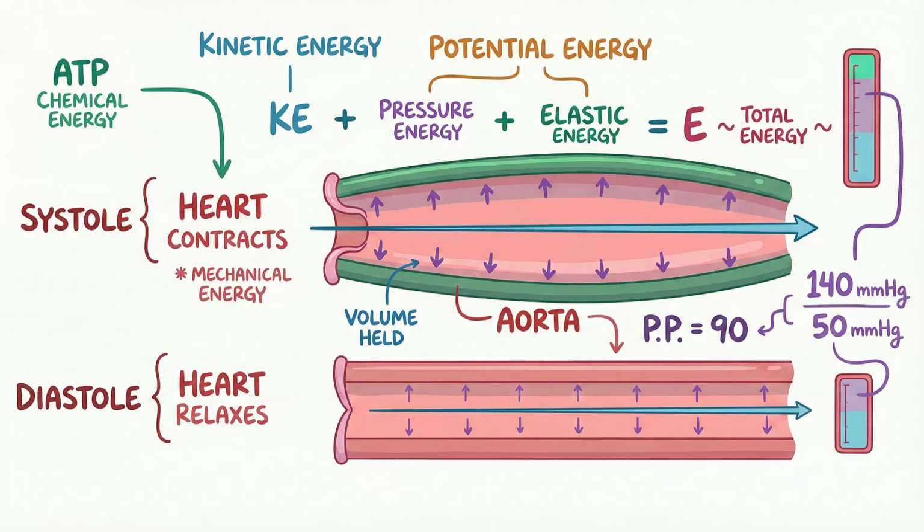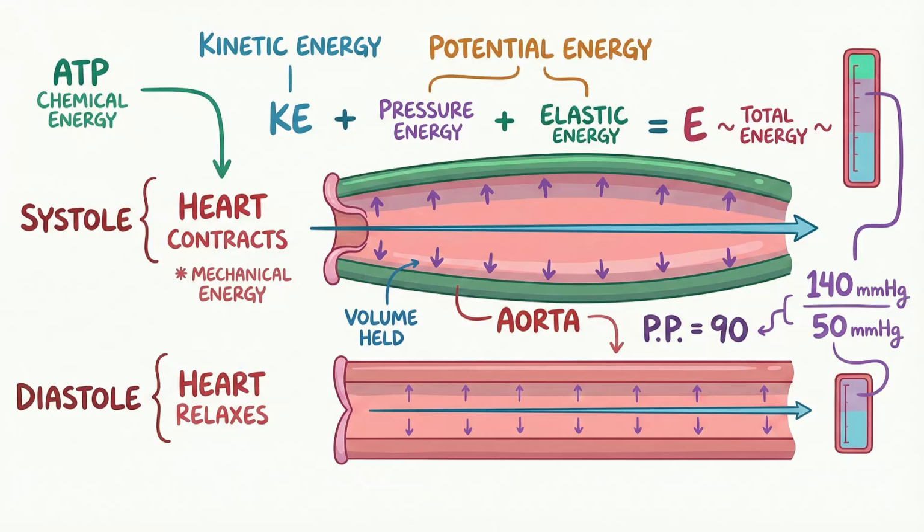After the heart contracts, it relaxes and is filling with blood, called diastole. Now, during this time, the blood's still moving, and there's still pressure, but it's just much less energy. So the pressure energy drops significantly, let's say to something that corresponds to 50 millimeters mercury. The difference between these, in this case 90 millimeters mercury, is called the pulse pressure.